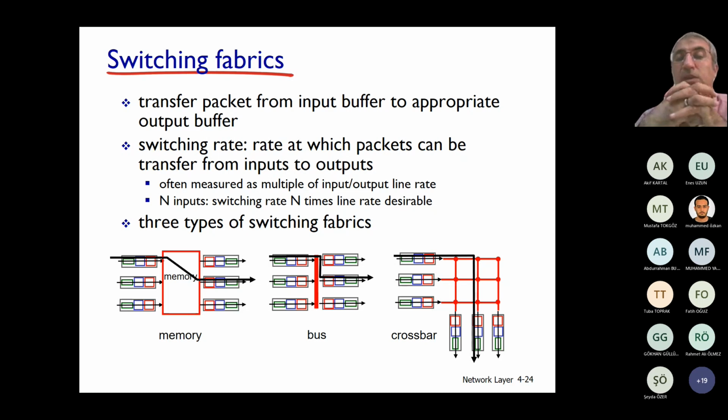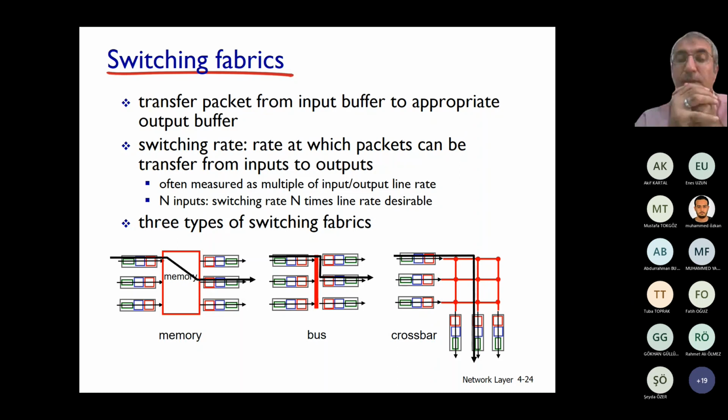And the switching rate is an important parameter in this case. What is the switching rate? It is the rate at which packets can be transferred from inputs to outputs. It is often measured as a multiple of the input/output line rate. So if you have n inputs, a switching rate of n times the line rate is desirable in this case.